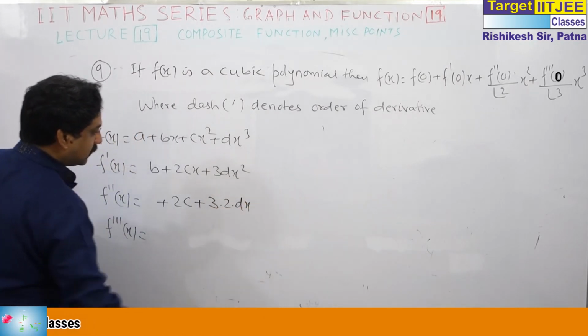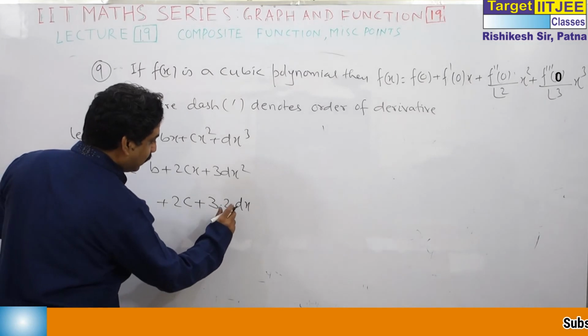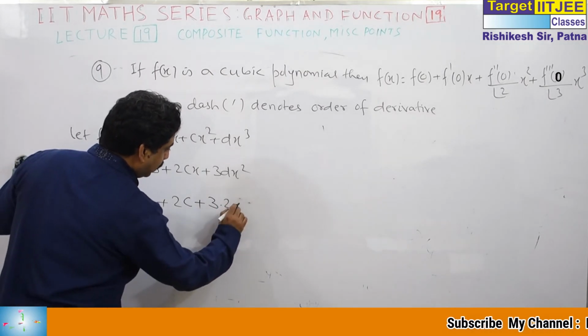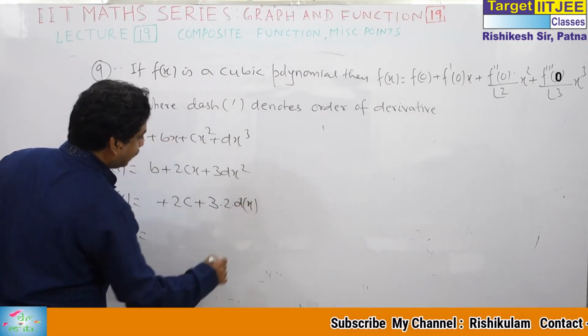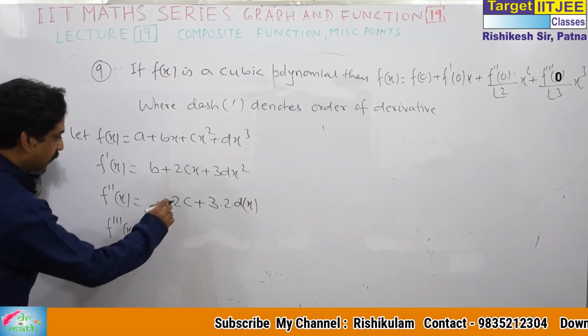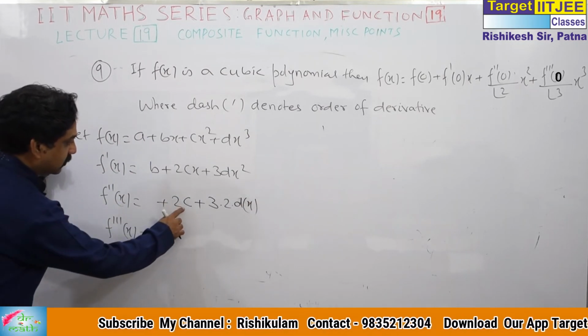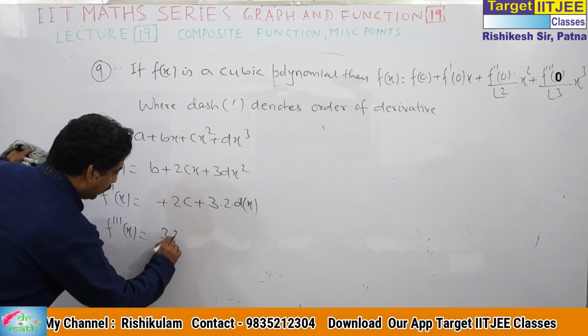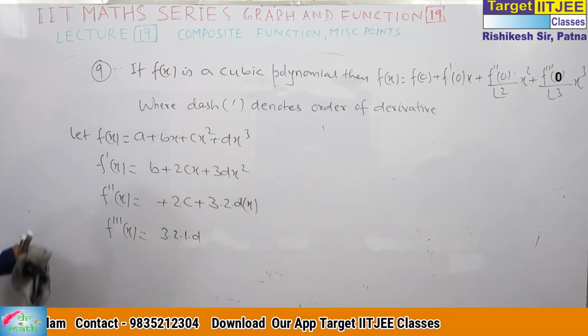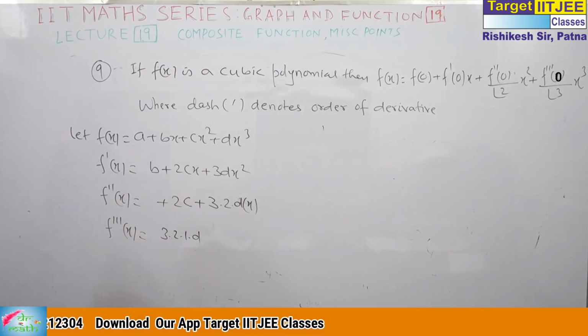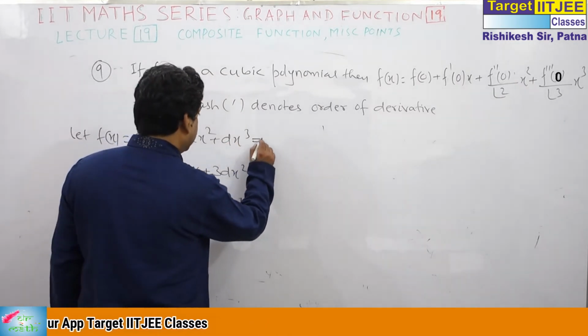Differentiation of x is equal to 1; x is a variable, there is no calculus-style dx there, just a constant. And this is now constant, so its derivative is 0. So this is 3 into 2 into 1 into d. Okay? Now see, what is f0?